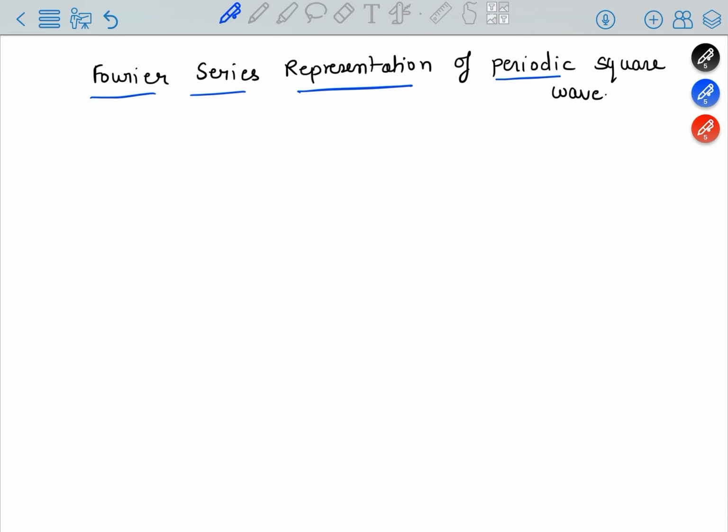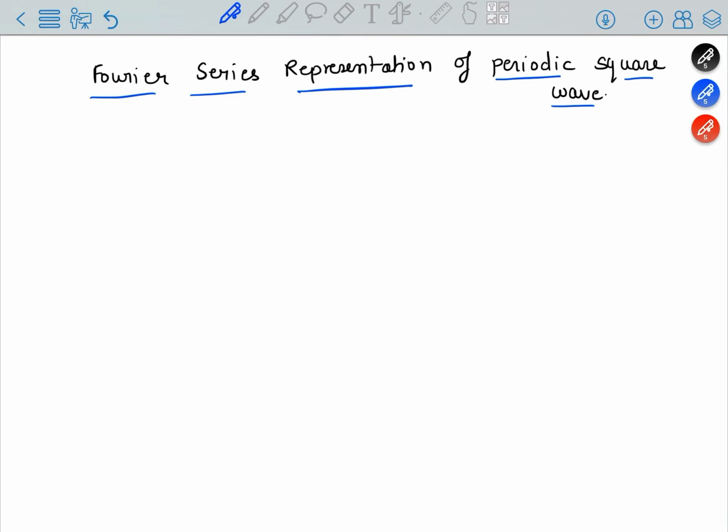We are going to discuss this specific kind of signal just because it is very widely used in the field of signals and systems. So we should know its Fourier series representation. So let's first define the periodic square wave.